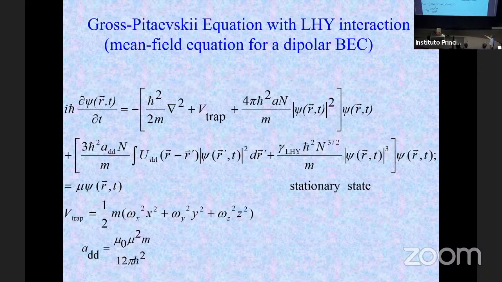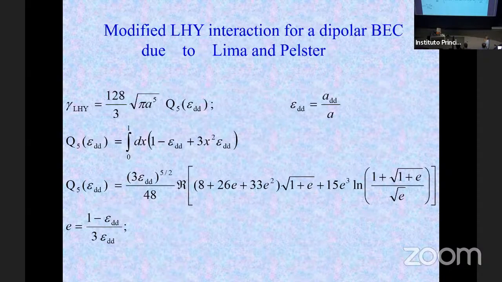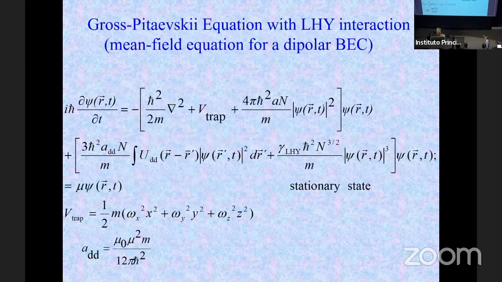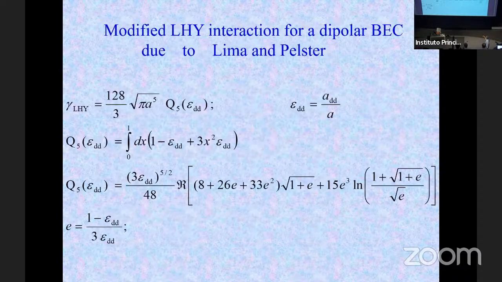And for the stationary state, you have this Hamiltonian equal to mu times psi. And this is a trap. And this is the dipole length of the system. So what is the modified Lee-Huang-Yang interaction due to Professor Pelster and Lima?